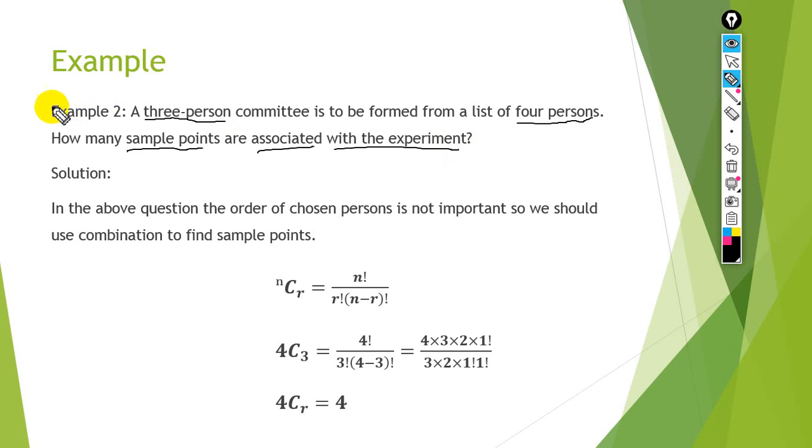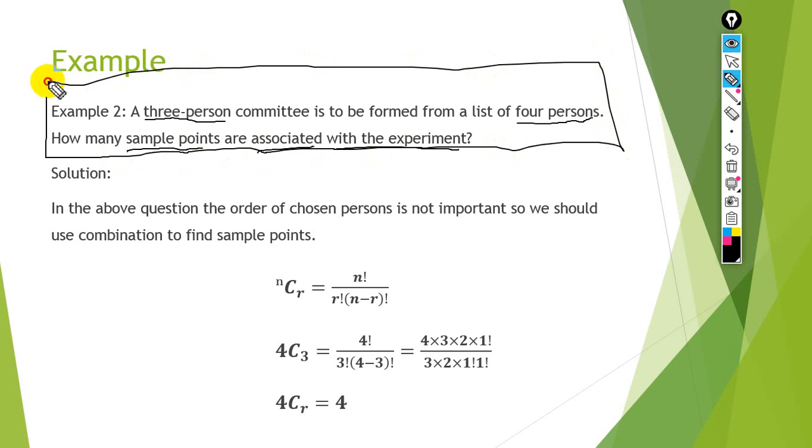So if the order is not defined, we will use the combination. In this case we should not use the permutation. So in the above question the order of chosen persons is not important, so we should use combination to find the sample points.